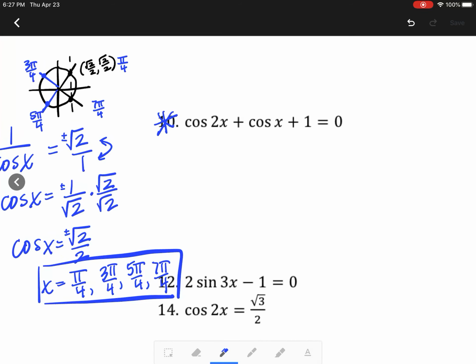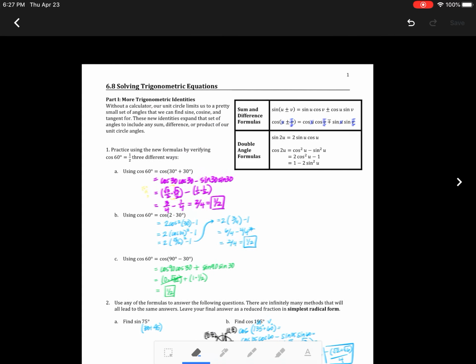Okay, one last one to try. Here I have a cosine and a cosine, but one of them is 2x and one of them is just x. Sadly, I cannot combine those. Those are not like terms. But I think this is one of those new formulas we learned. So let's go back to the page before and let's see if we can substitute something else in.